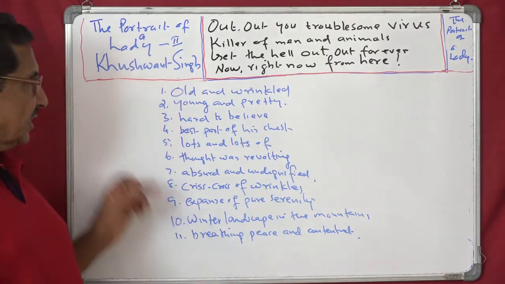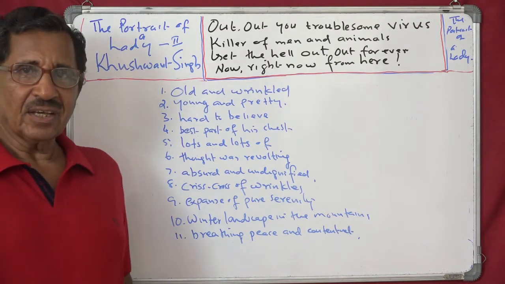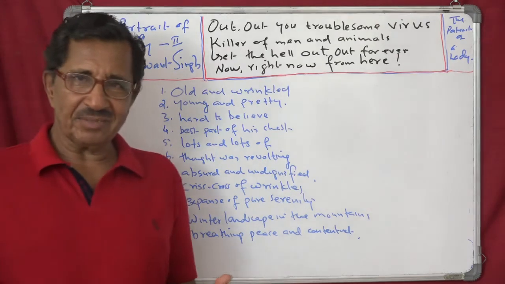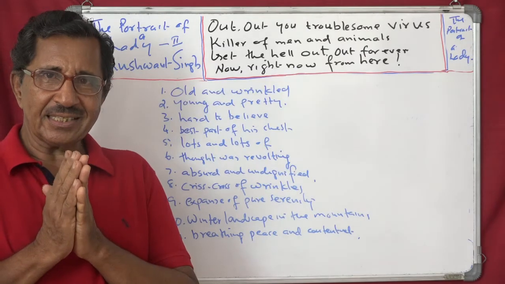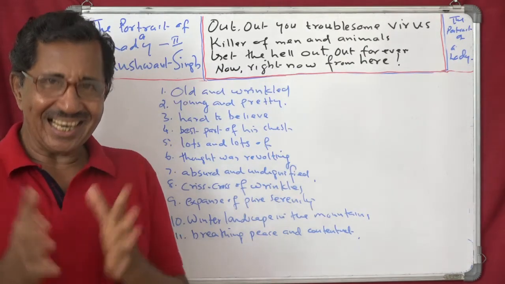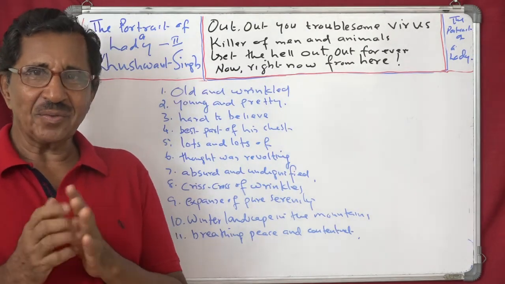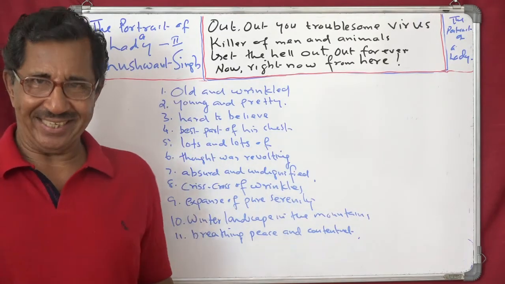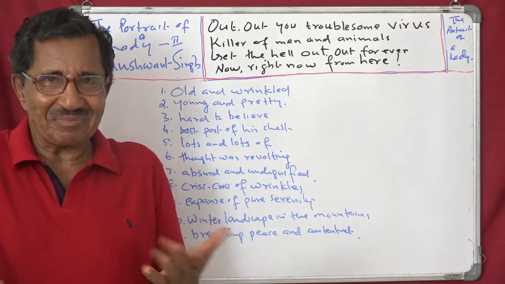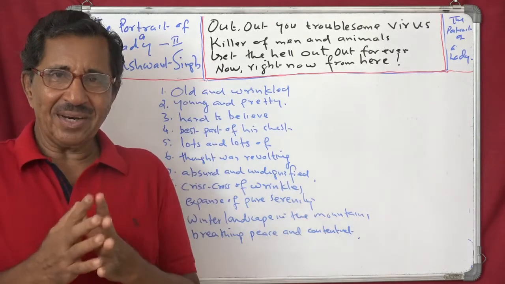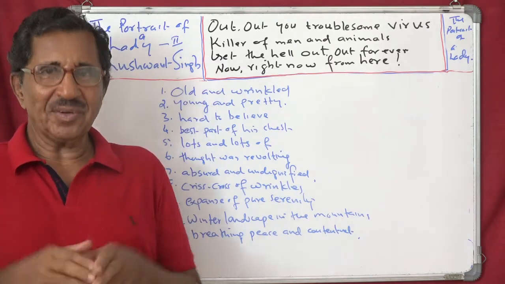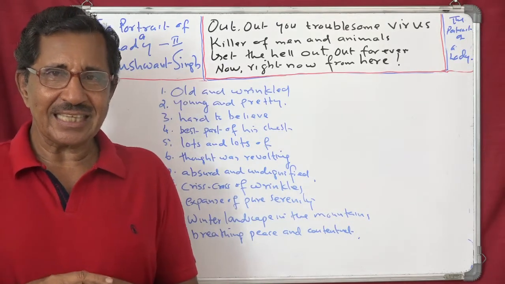Okay. So let's say old and wrinkled, meaning very simple. When you close an umbrella, it is old and wrinkled. It is wrinkled, but when you open it, it is young and pretty. Isn't it? That is a very simple example by which you can remember this. When you close the umbrella, it is old and wrinkled. But when you open it, it is young and pretty.